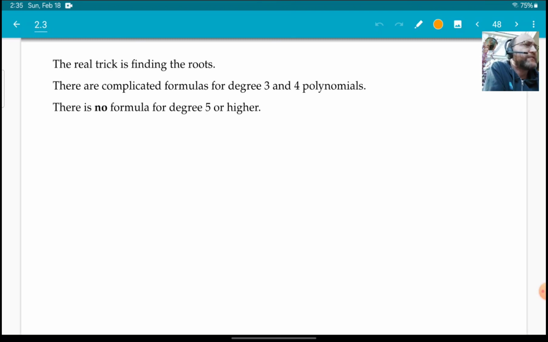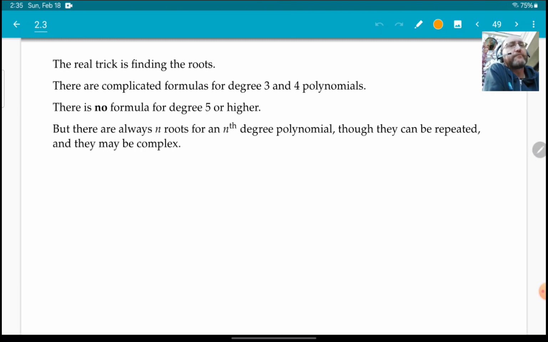There are a lot of times it's good enough, but also in special cases, when the roots are kind of special, maybe there's a way of doing it. So for example, for certain fifth or sixth or whatever degree polynomials, there might be a nice formula. There might be a way to factor things.